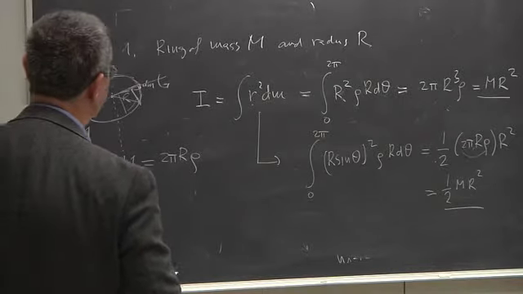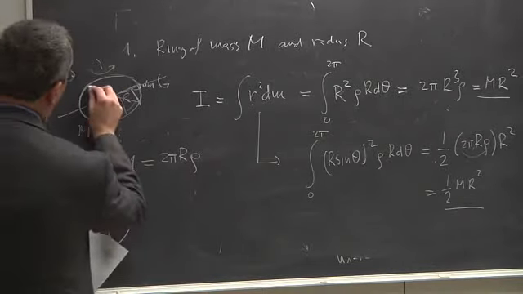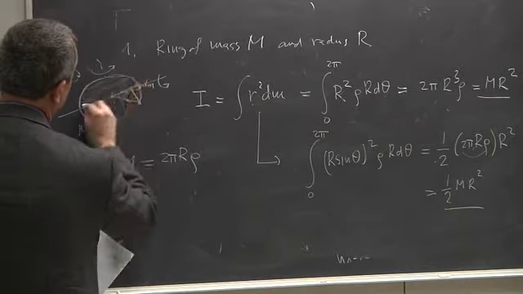So what would be the next level? What if this body is not a ring, but is a disk?